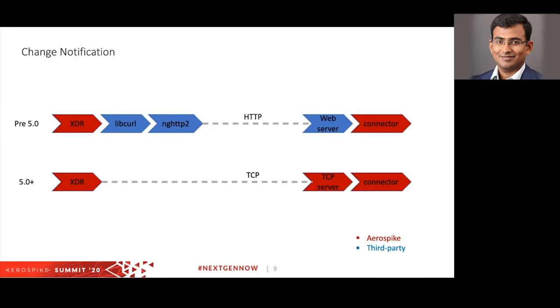So what's the big deal about the change notification system? Earlier, we used to use HTTP as the transport protocol for the change notification system. To handle HTTP, we used two libraries on the sender side, libcurl and nghttp2. Libcurl is pretty popular. nghttp2 is the one which supports the HTTP v2 protocol. The v2 protocol was very performant, so that's why we chose to use HTTP v2.